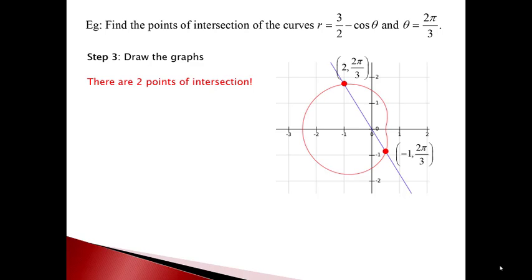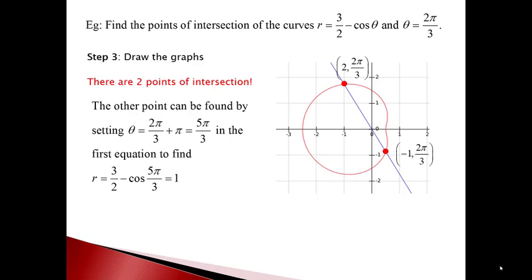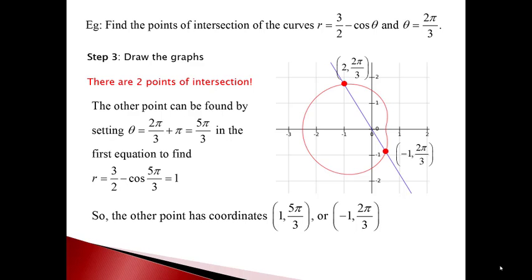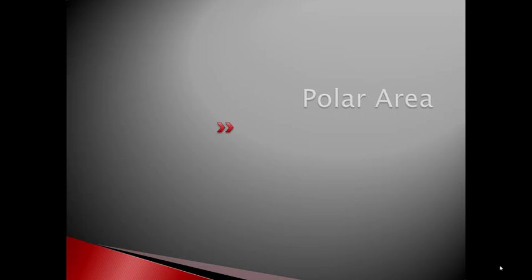The coordinate of this point is found by adding pi to the angle theta, 2 pi over 3. So theta equals 5 pi over 3. Substituting this value in the first equation, we obtain r equals 1. This point has another coordinate, minus 1, 2 pi over 3.